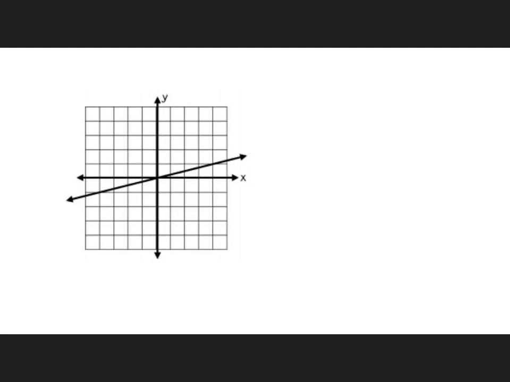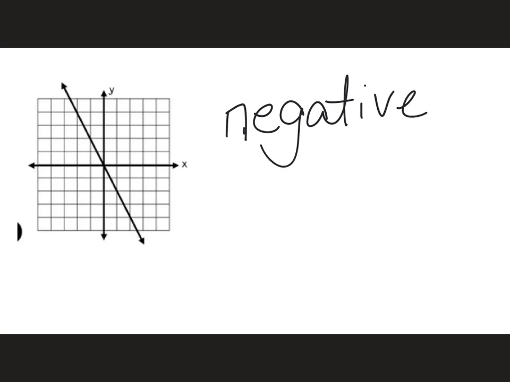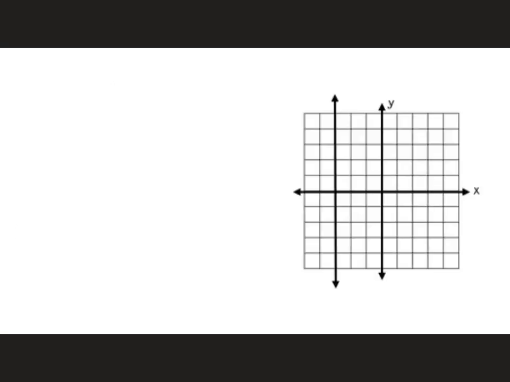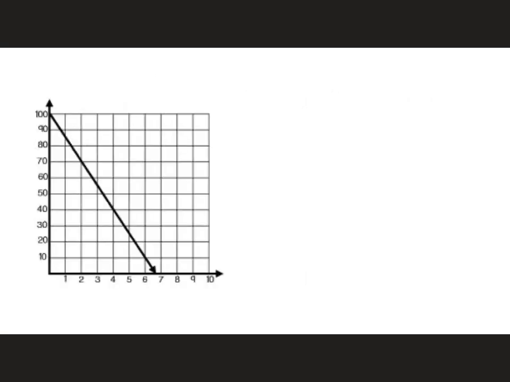What do we got here? Positive. Very good. All right, the next one. Negative, eventually. All right, next one. Undefined. This is awful. This one. Negative.